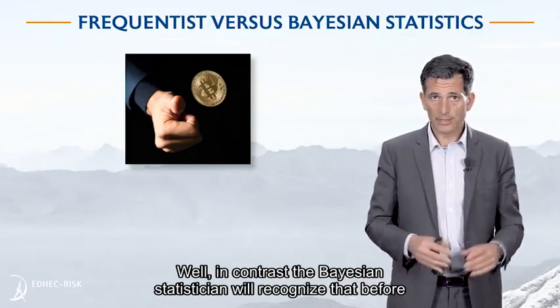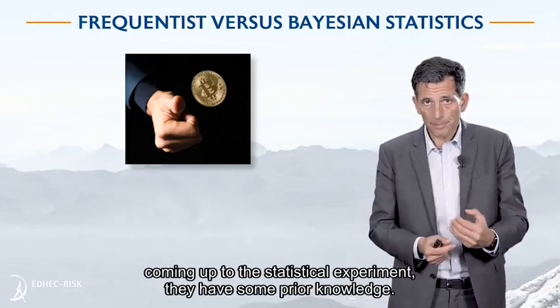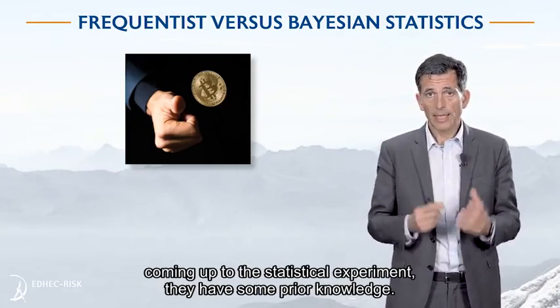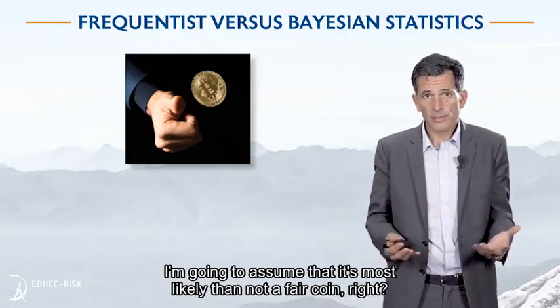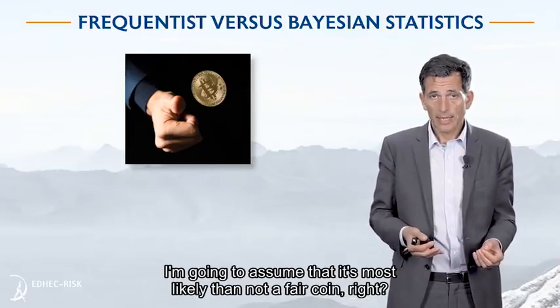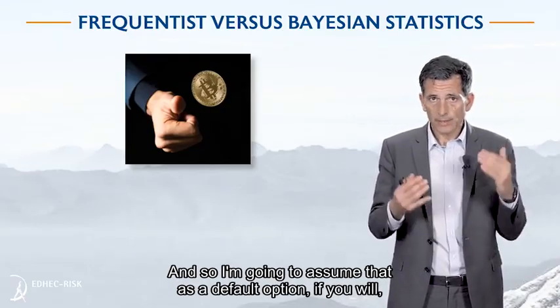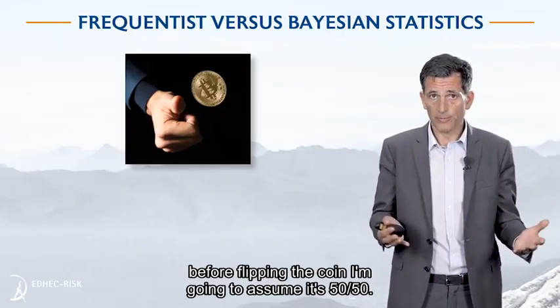Well, in contrast, the Bayesian statistician will recognize that before coming up to the statistical experiment, they have some prior knowledge. Well, if you give me a coin, I'm going to assume that it's more likely than not a fair coin, right? And so I'm going to assume that, as a default option, if you will, before flipping the coin, I'm going to assume it's 50-50.